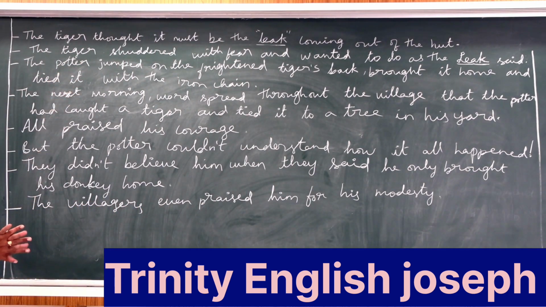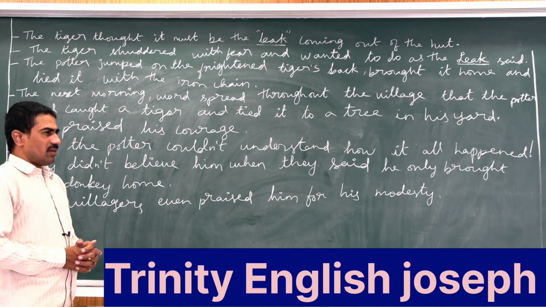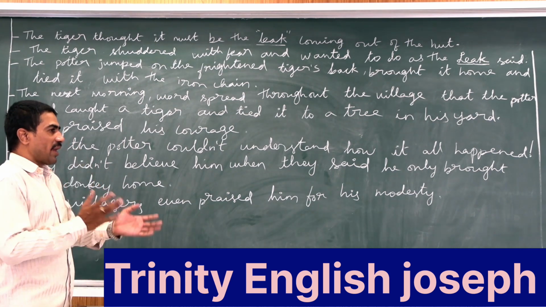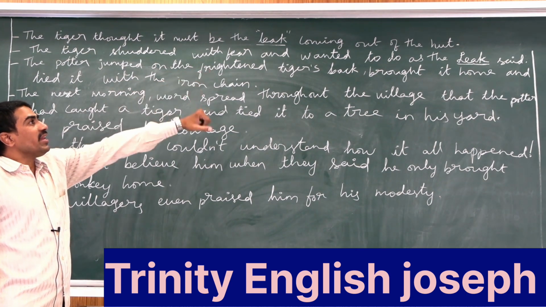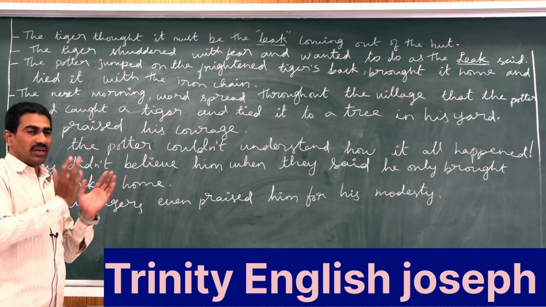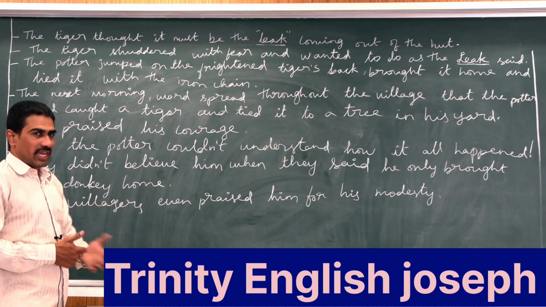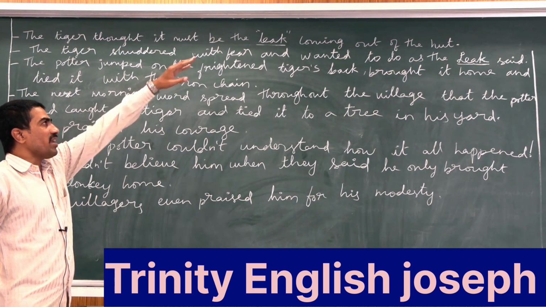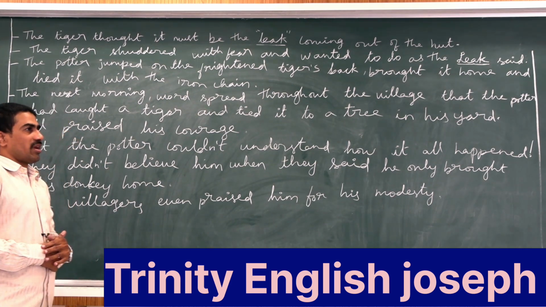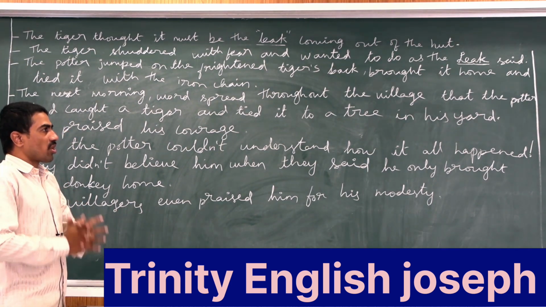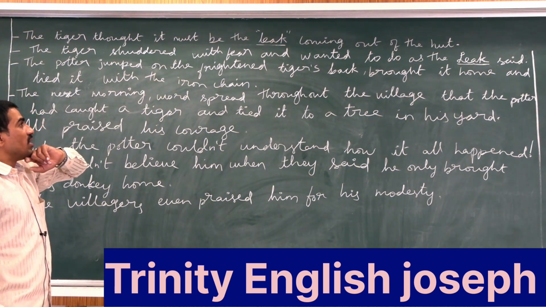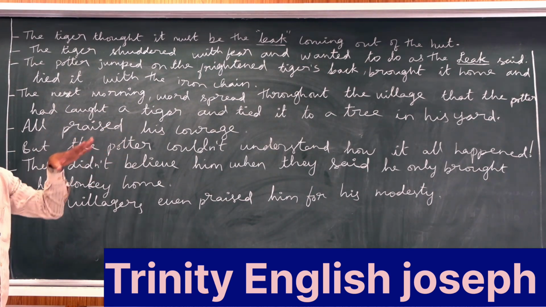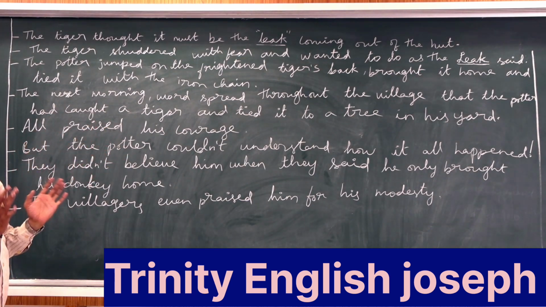The tiger thought it must be the leak coming out of the hut. Now, the tiger didn't really notice that it was a man or something else, and it thought that it would be a leak coming out of the hut. The tiger already heard that the leak is much more terrible than a tiger. So the tiger, soon after looking at that particular person shouting, or the potter shouting, thought it to be the leak, and then the tiger started heading towards the house without any sound.